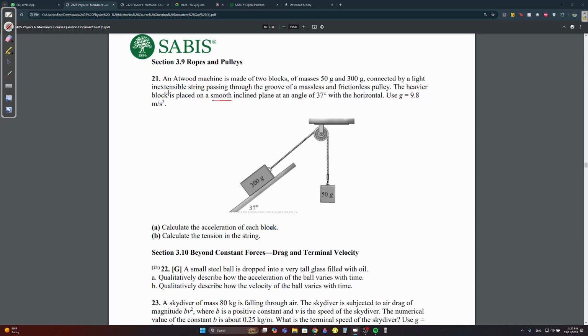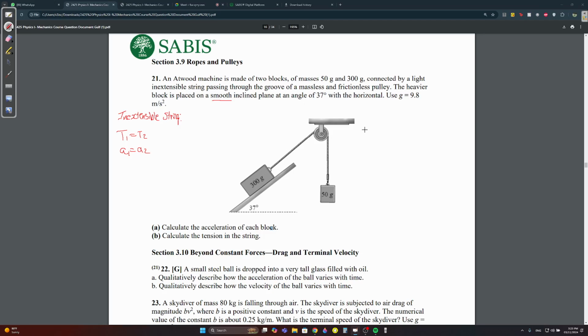When they say inextensible string, this is the first thing you write on your paper if you get it. Inextensible string means two things: T1 is equal to T2 and a1 is equal to a2. We want to calculate the acceleration of the blocks. Obviously 300 grams is the heavier one, so it's going to pull the 50 up.